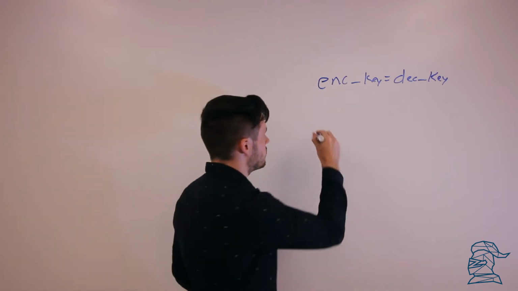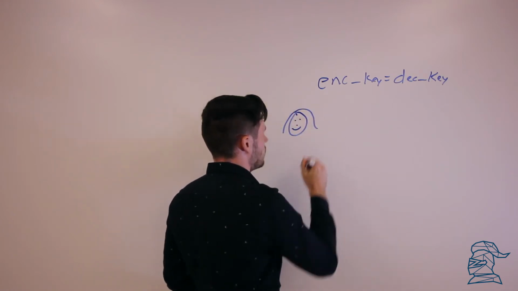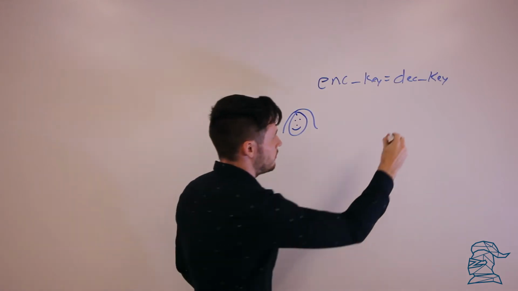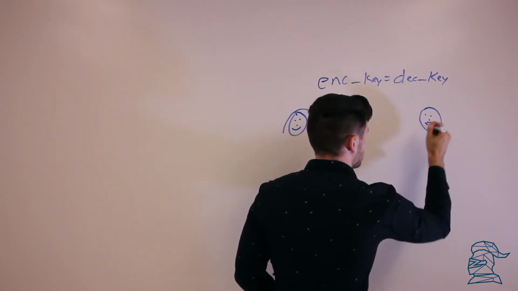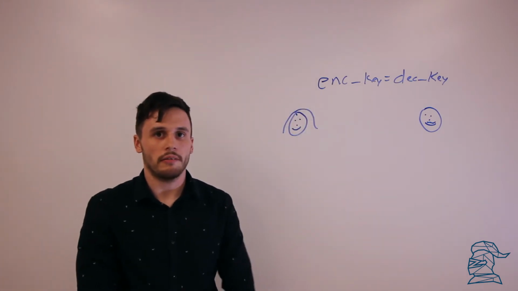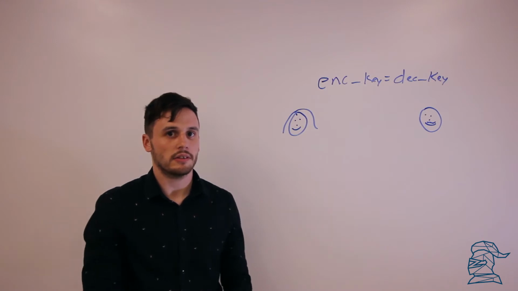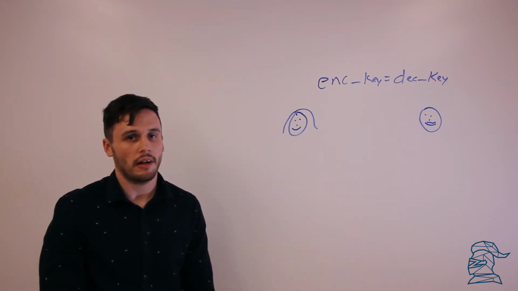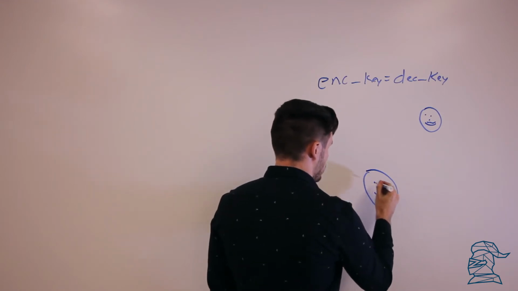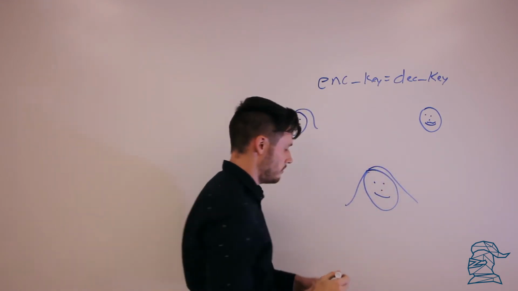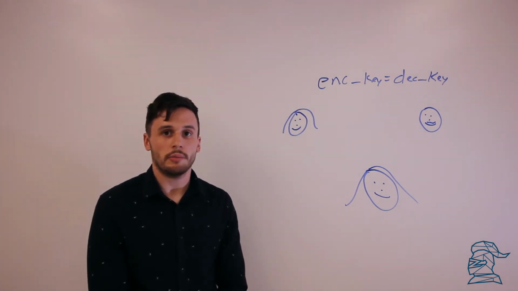We have Alice, and we have Bob. And they want to communicate, but they're worried once the communication leaves their hand that somebody else might come in and read it. We'll call that person Eve. So, they decide to use encryption.